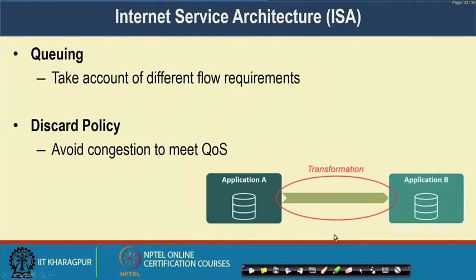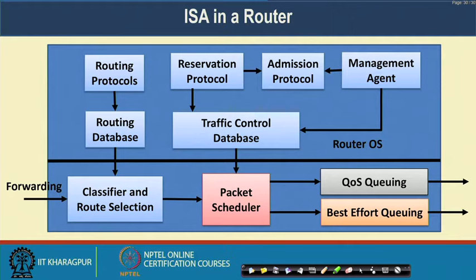Then you have different kinds of queuing strategies that we have already discussed in the last lecture, which take account of different flow requirements. And finally, you have a discard policy, like the congestion avoidance algorithm, to meet the required quality of service, like the random early detection algorithm that we have discussed earlier. So, this is the entire ISA architecture that runs inside a router.